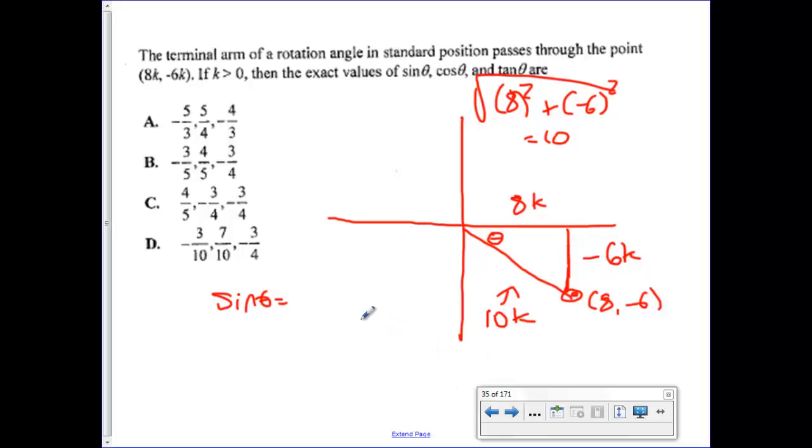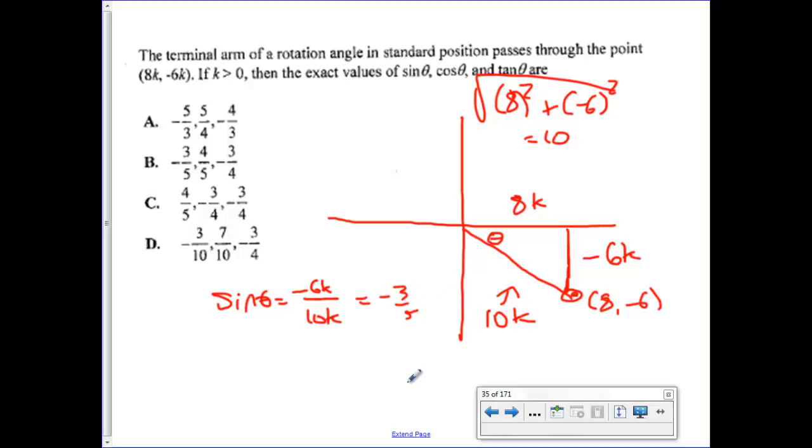Opposite over hypotenuse? I thought opposite over hypotenuse is sine. It is. So sine of theta, sine of your angle, should be opposite over your hypotenuse. Can I reduce negative 6k over 10k? Yeah, well, 6 and 10 divide, and the negative reduces. 3 over 5. Oh, right? I was like, wait.